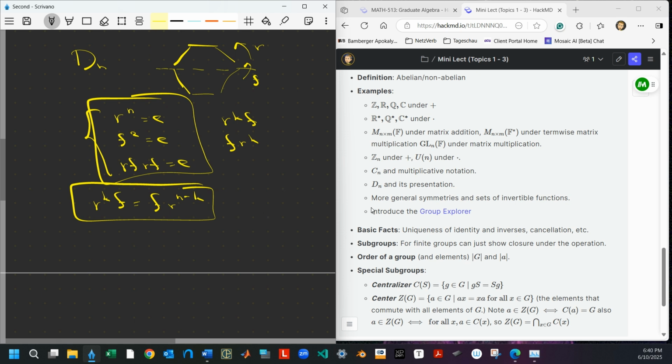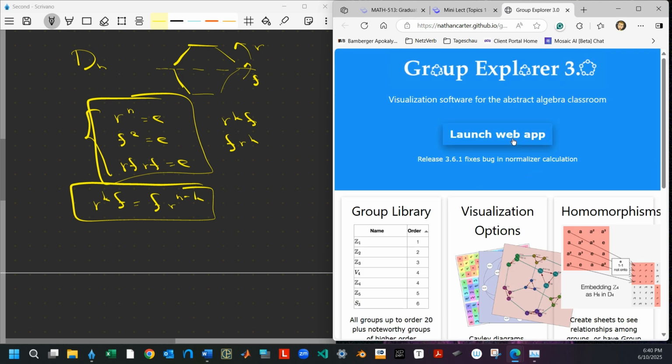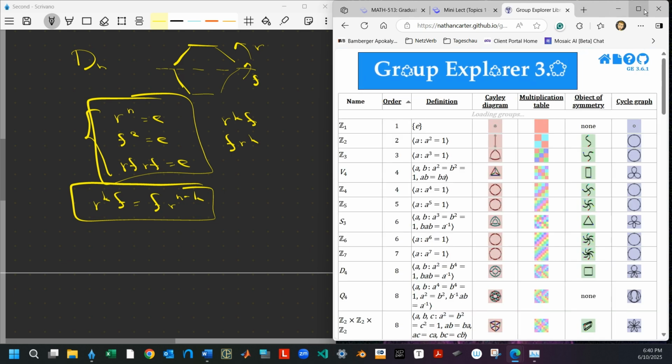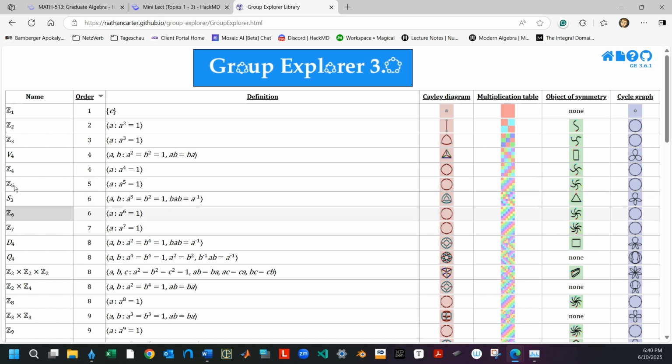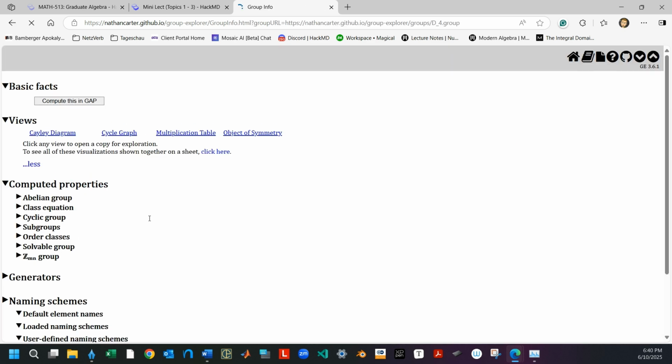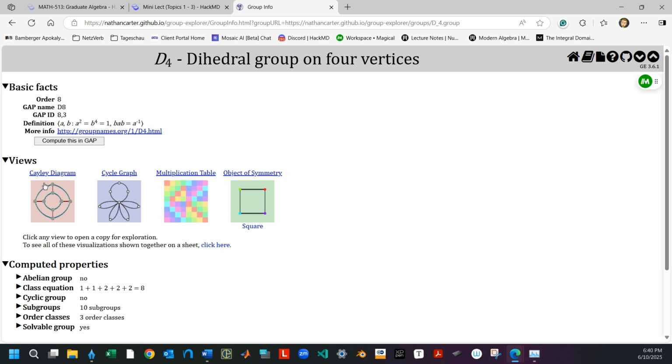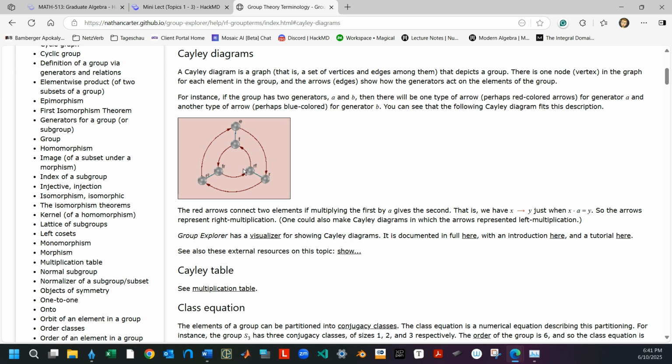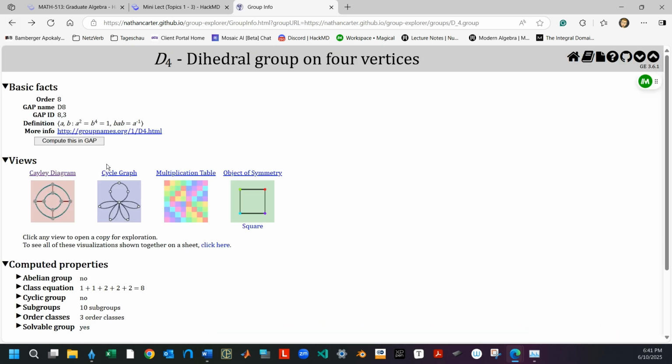Oh, and the only other thing I wanted to do here was briefly look at this Group Explorer. It's kind of useful. So if we launch this little web app, we can look at Dn. So here's D4, for example. And if I just click on that, I get all these different ways of looking at it. I can see its Cayley diagram. Oops, I didn't want the whole definition. I just wanted its Cayley diagram.